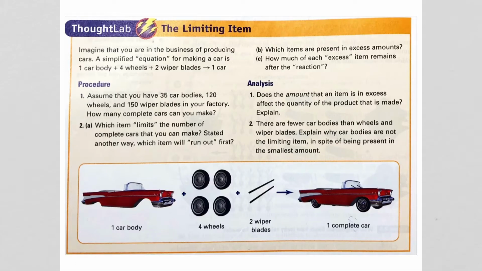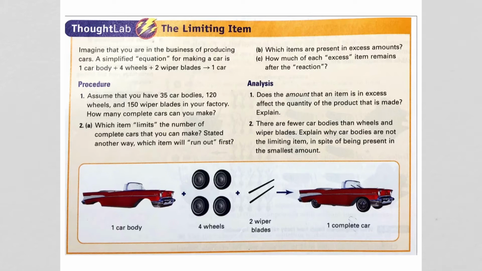So I thought we'd pause and do a thought lab from our old chemistry textbook called The Limiting Item. It says, imagine that you're in the business of producing cars. A simplified equation for making a car is one car body plus 4 wheels plus 2 wiper blades makes one car. So the question is, assume that you have 35 car bodies, 120 wheels, 150 wiper blades in your factory. How many complete cars can you make?